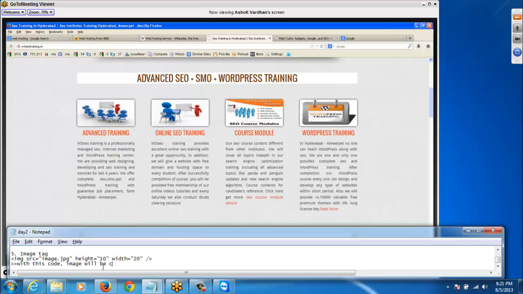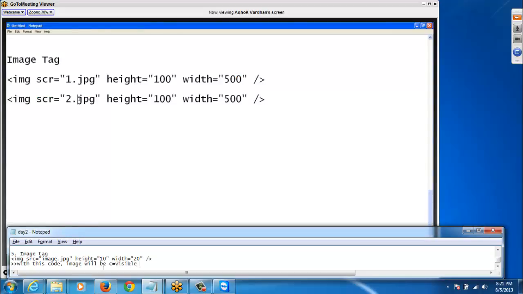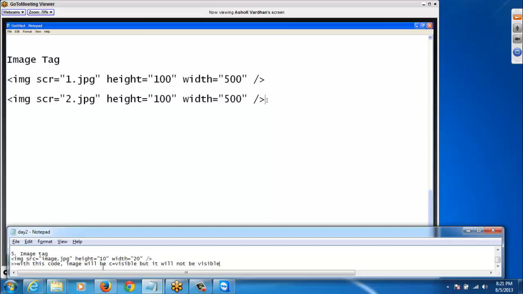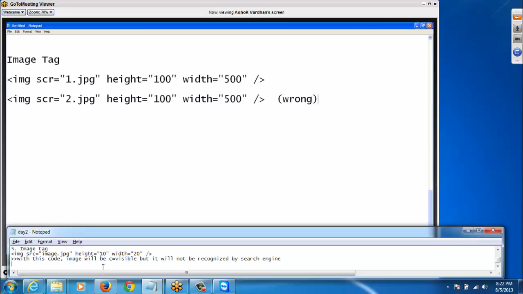That's not an issue. But this one is not correct syntax. In this syntax, search engine doesn't recognize it. In this case, if you write this syntax, automatically search engine gives a cross mark. This one is wrong. So how should we overcome this mistake or error? So this is the way. Simple.